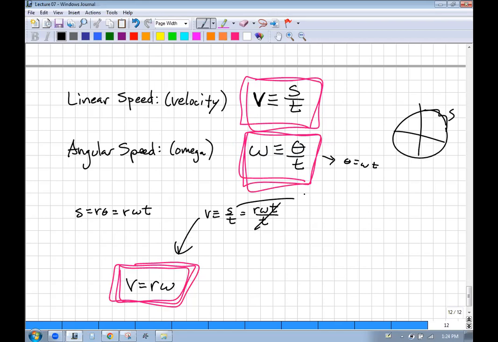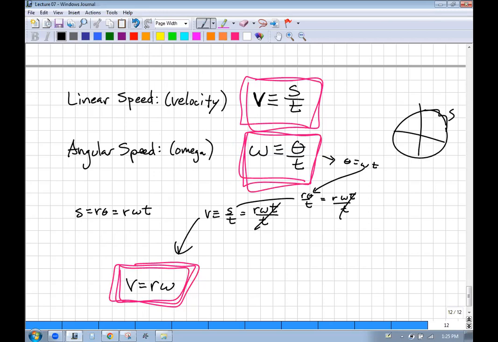We could have said s is r theta, right? And then theta is omega t. And you have v equals r omega. So this is convenient to switch between linear speed and angular speed. These are the definitions, okay?